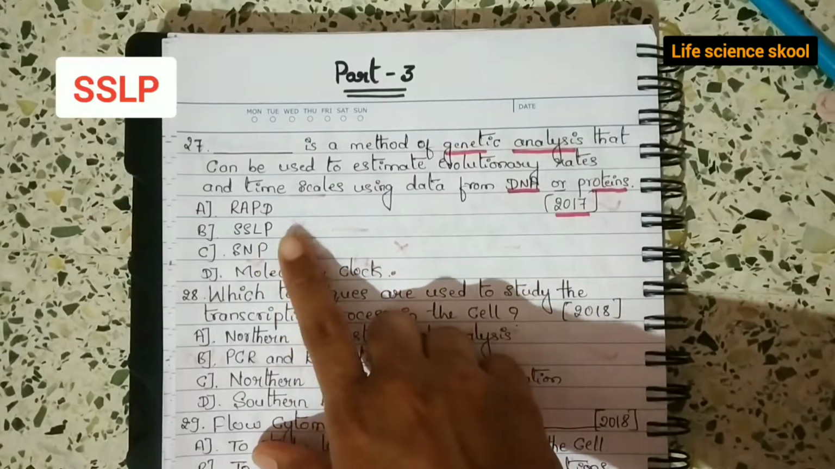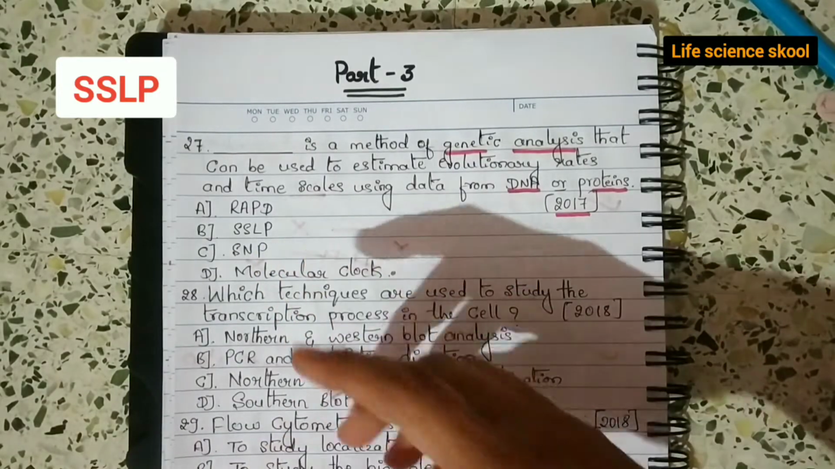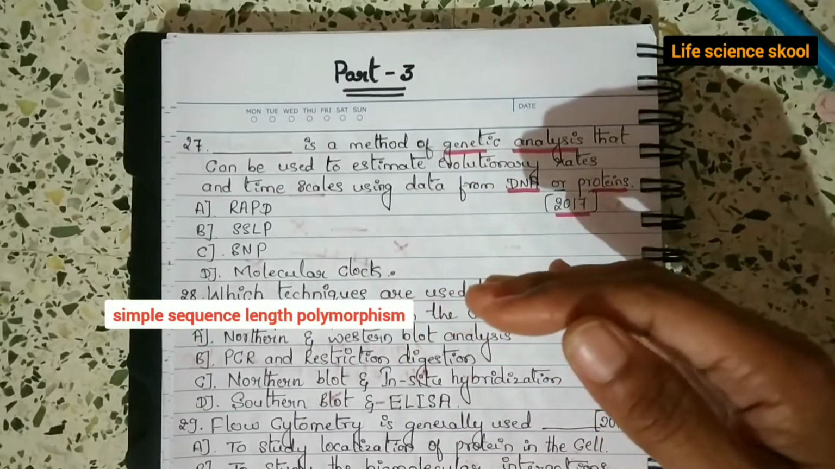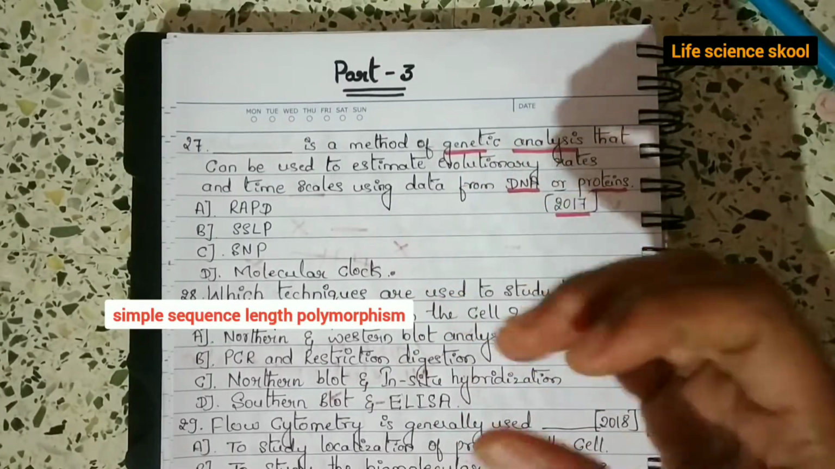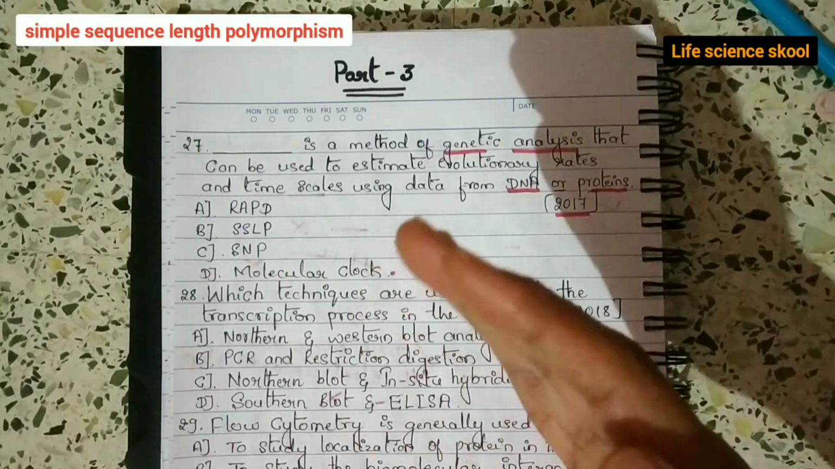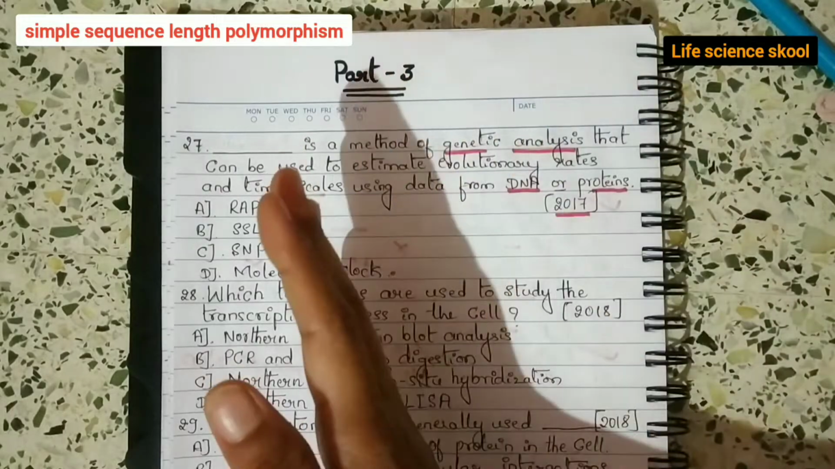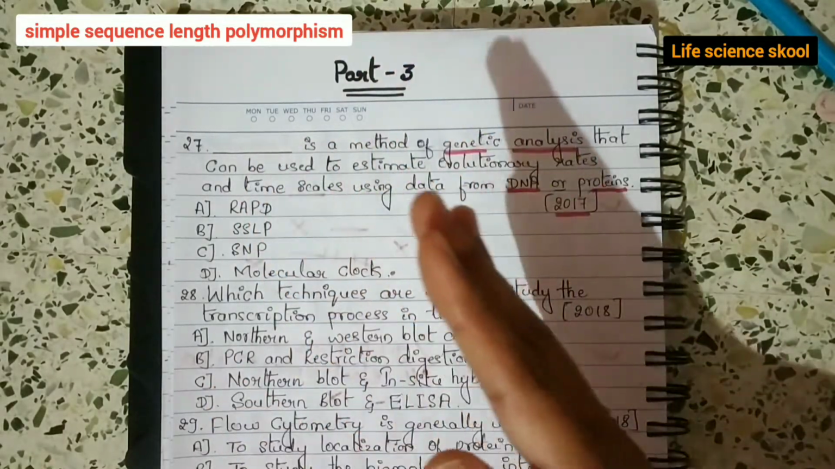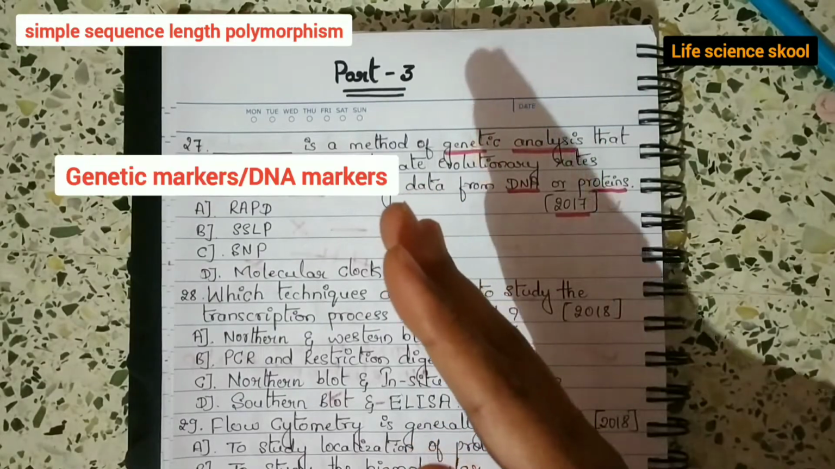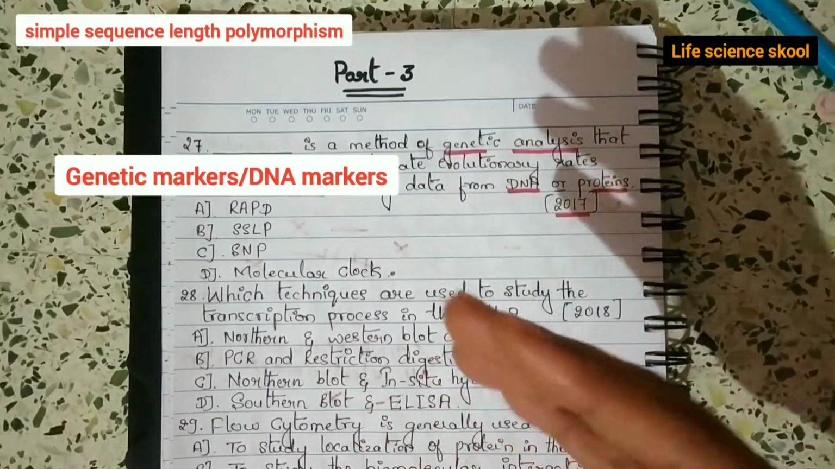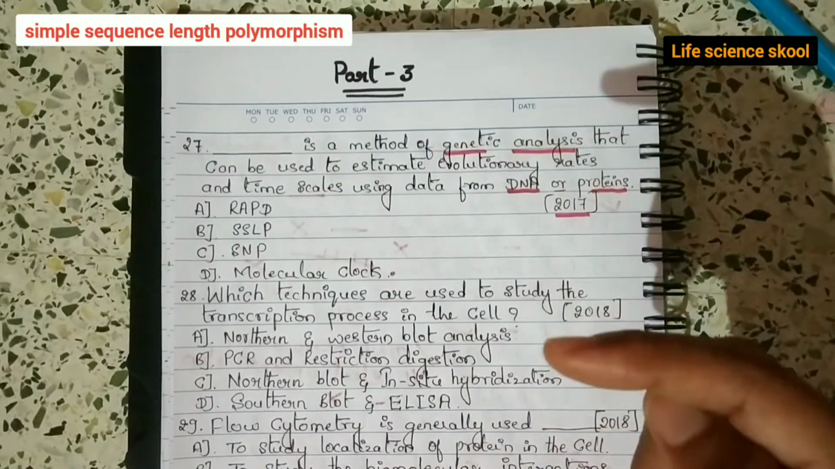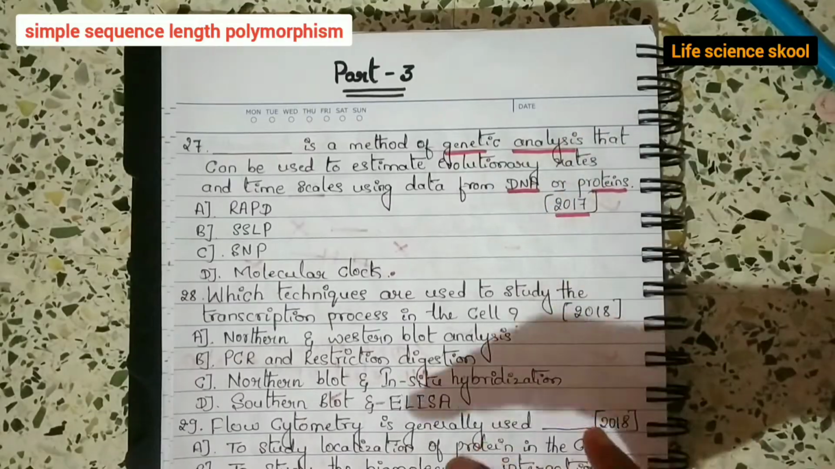The next one is SSLP. The long form is simple sequence length polymorphism. These are arrays of repeated sequences that display length variations, and they act as DNA markers. These are short, randomly repeated DNA sequences that are present in variable copy numbers at a given locus, and they are usually scattered throughout the genome.